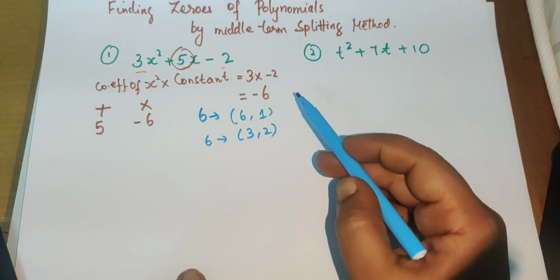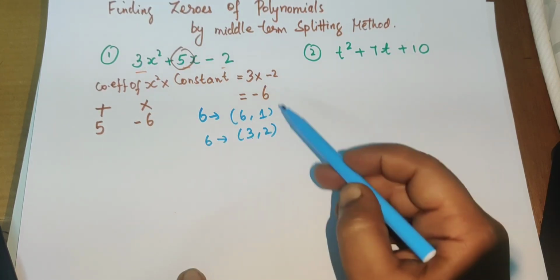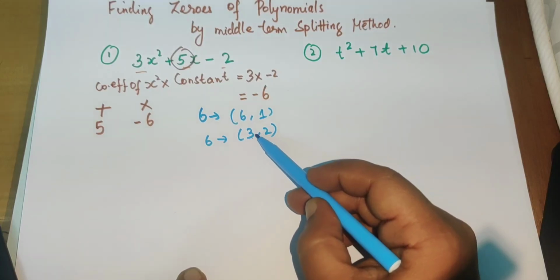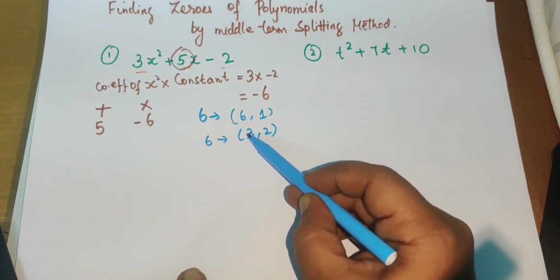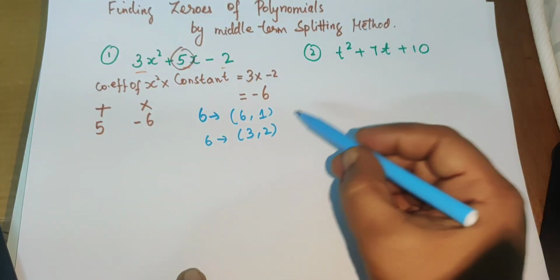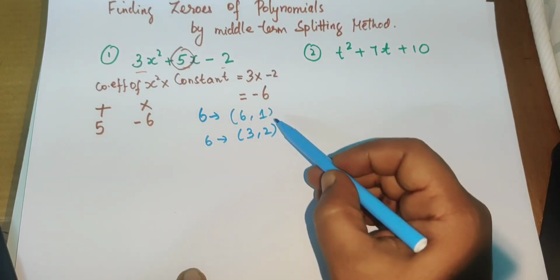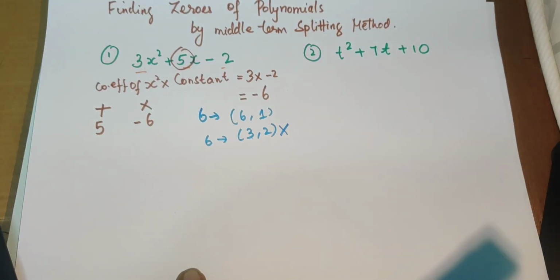Basically, 3 and 2, when we add you will get 5, when you multiply you will get 6, but we need minus 6, so we are not going to get it directly. If you put negative here, minus 3 plus 2 becomes minus 1, but we need 5. If you put negative on the other, 3 minus 2 is 1, so we need plus 5. So this is not a correct pair for this question.